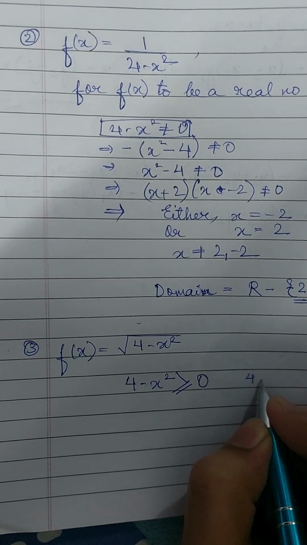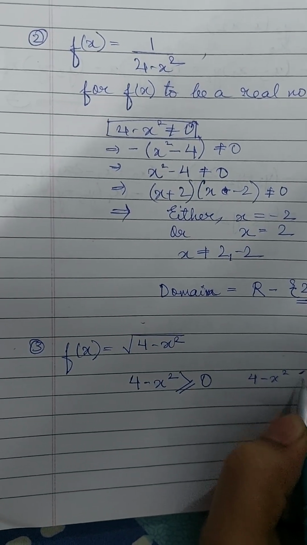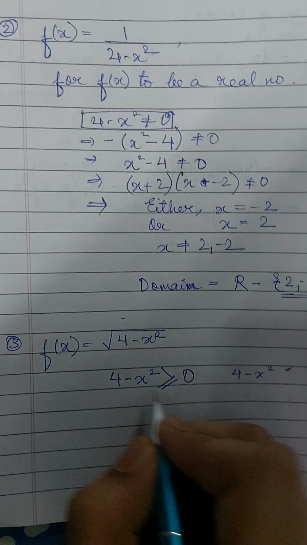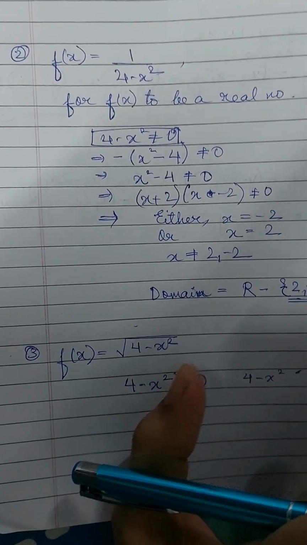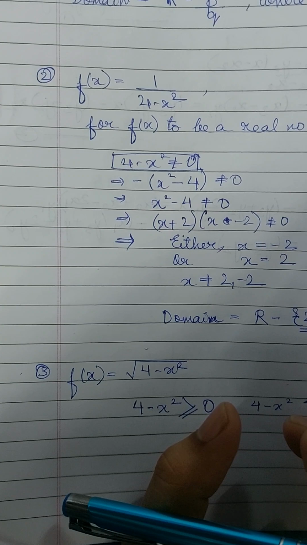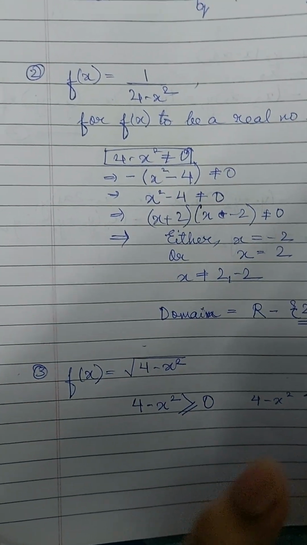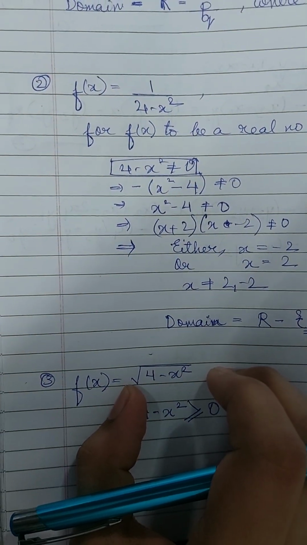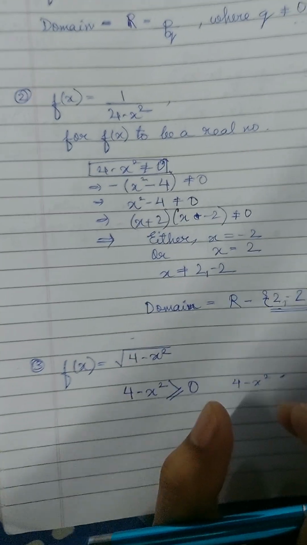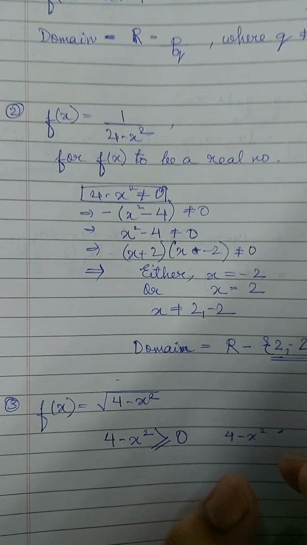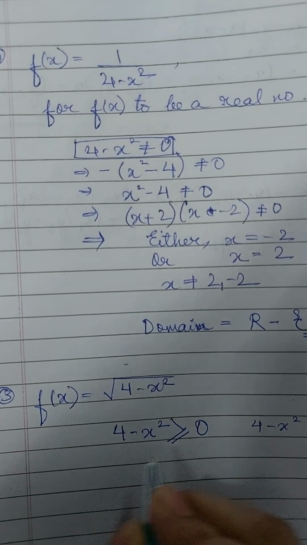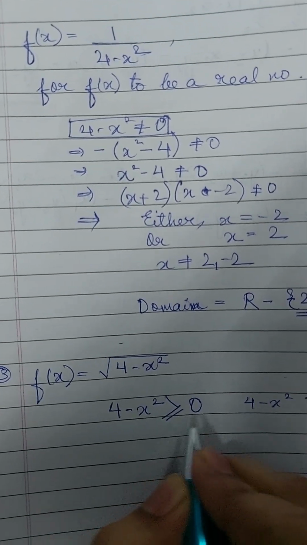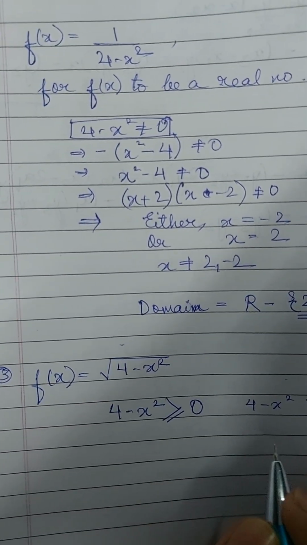4 minus x square cannot be lesser than 0, because if it is lesser than 0, then that means it is a negative number. The square root of a negative number is not a real number, as we know. It is an imaginary number. So that is why the condition for finding out the domain is that 4 minus x square always has to be greater than or equal to 0.